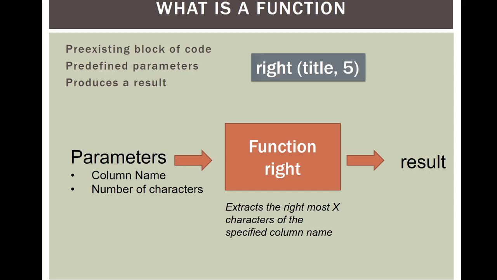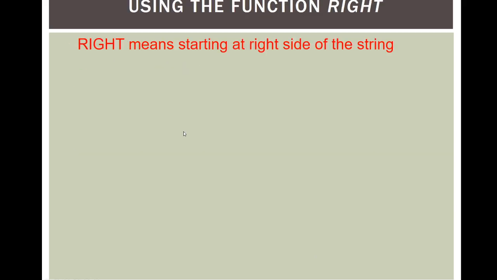It's kind of the whole black box concept that we've talked about so many times. All we're doing is we know that it does this thing. We give it the parameter, and then it does its thing, and then it pulls out a result for us. So here we have the function right.